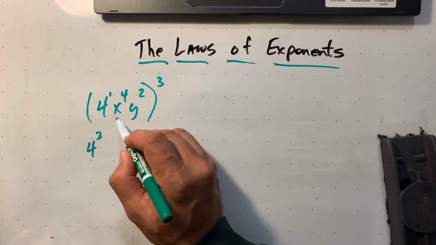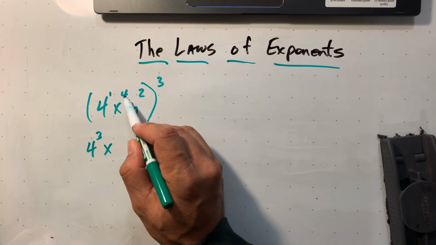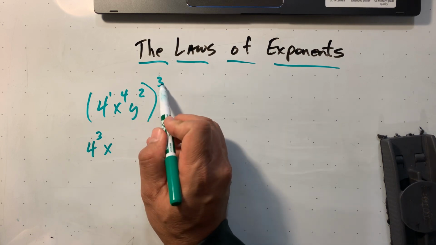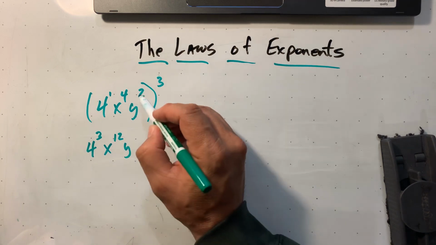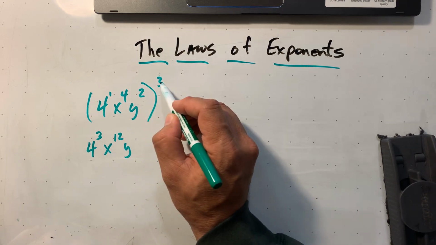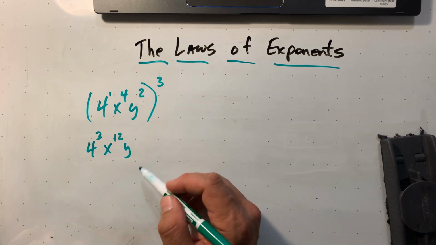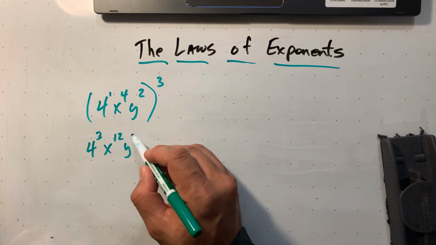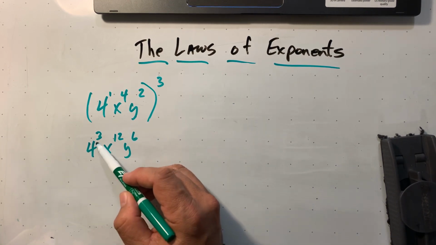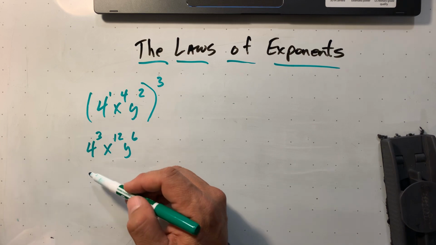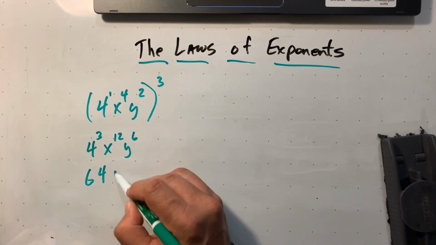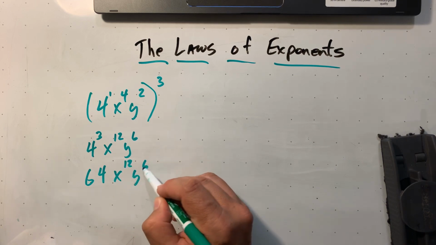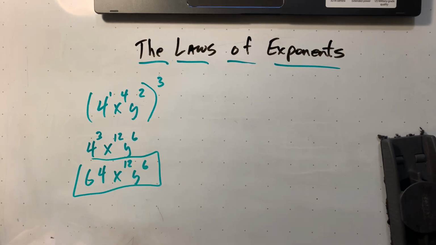And then here we have an x, and then the exponent attached to it is a 4. So we're raising that exponent to an exponent, so 3 times 4 gives us 12. And then we have y to the 2nd being raised to the 3rd, so we're going to go ahead and multiply those. So 2 times 3 makes 6. Now, we can simplify this further because 4 to the 3rd power is the same as 4 times 4 times 4, which is 64, x to the 12th, y to the 6th, and that's my final answer.